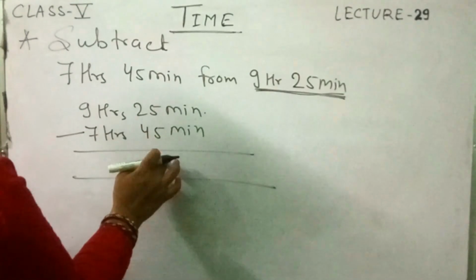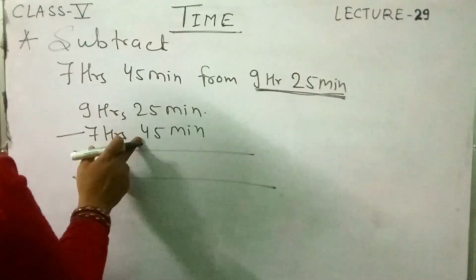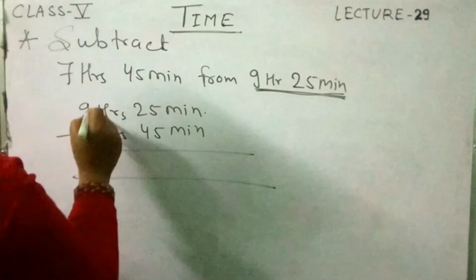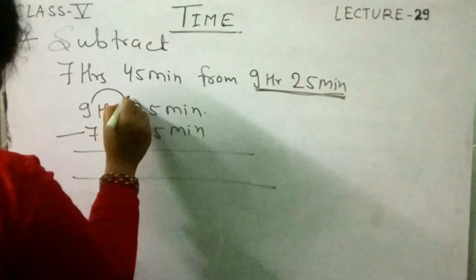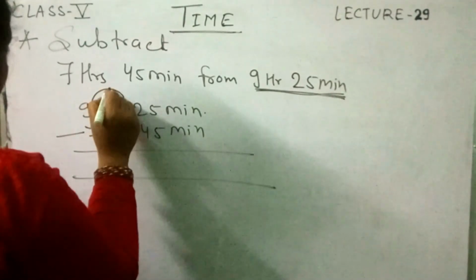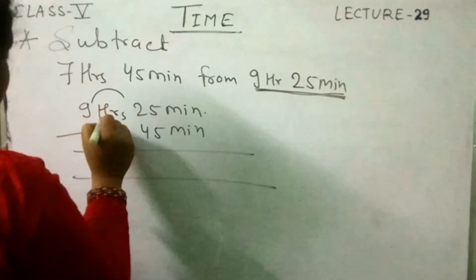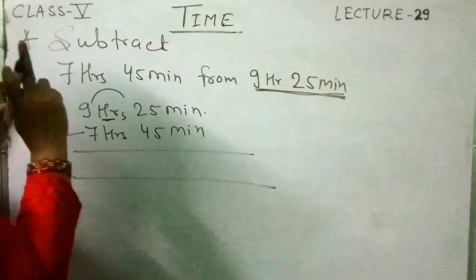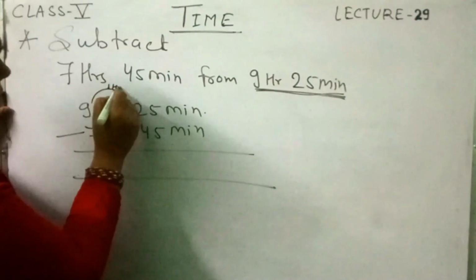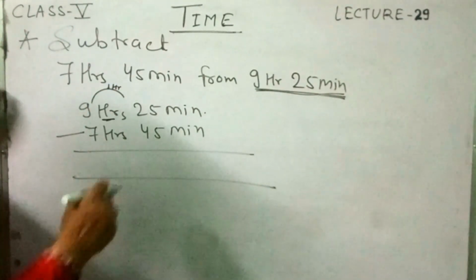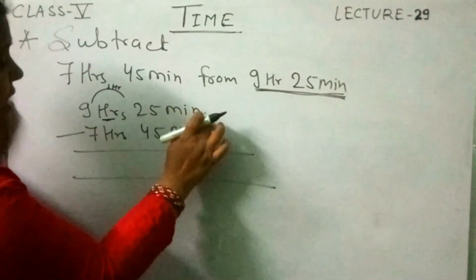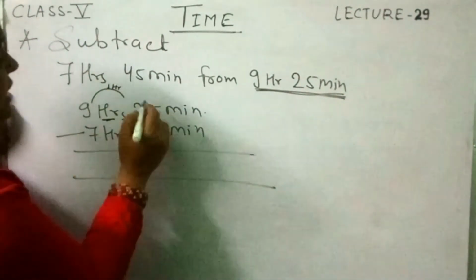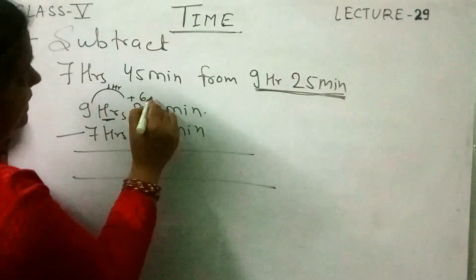5 minus 5, 0 is okay. 2 minus 4 is not possible. So what we have to do? We have to take carry from here, 1 hour. This one is hour. So from here we will take 1 hour. But this number is given in the minute. So first what we will do? We will convert 1 hour into minutes.